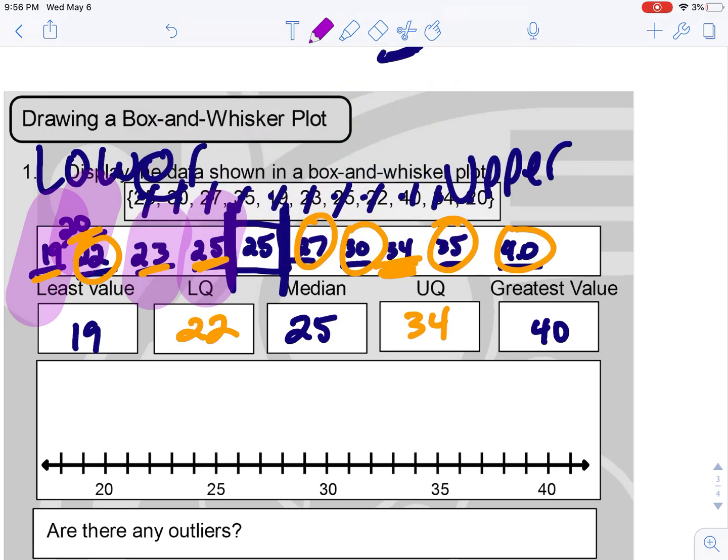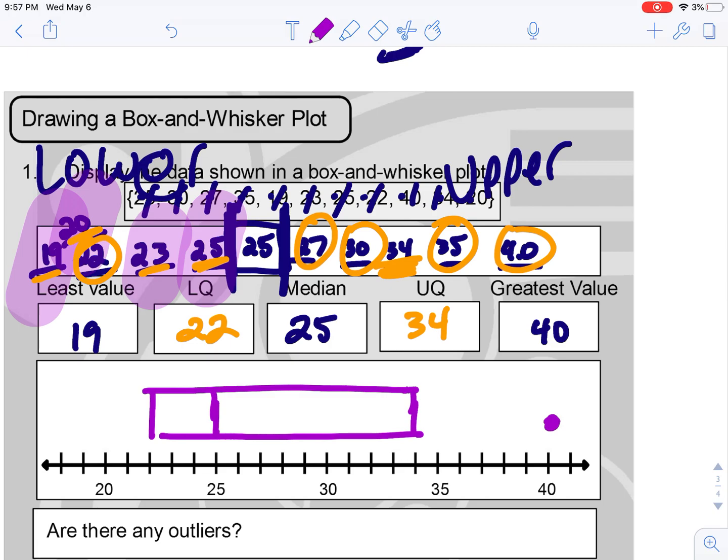That's all you have to do. 25 gets a line. 34 gets a line. 22 gets a line. So there's your box. 40 gets a dot, and 19 gets a dot, and there are your whiskers.